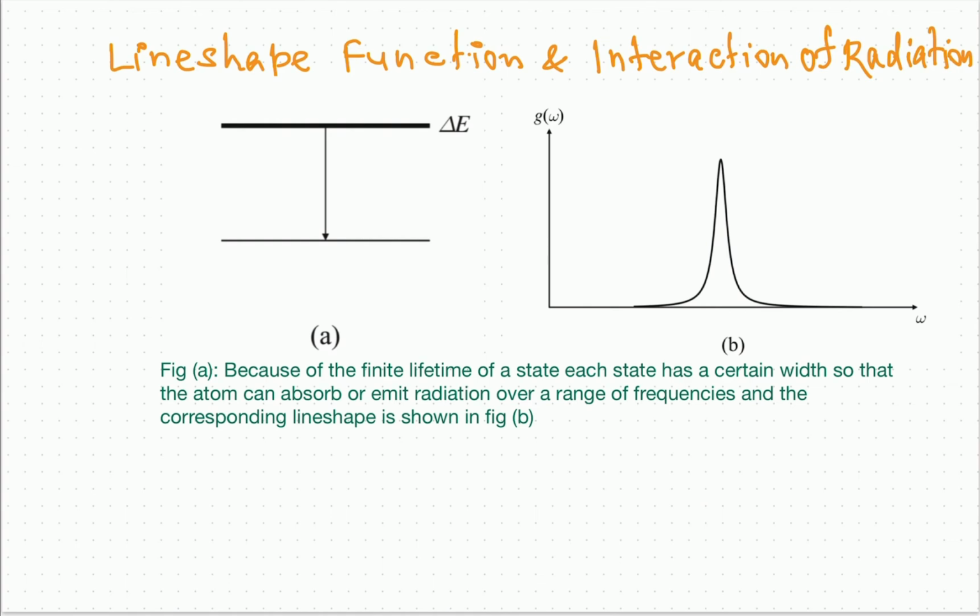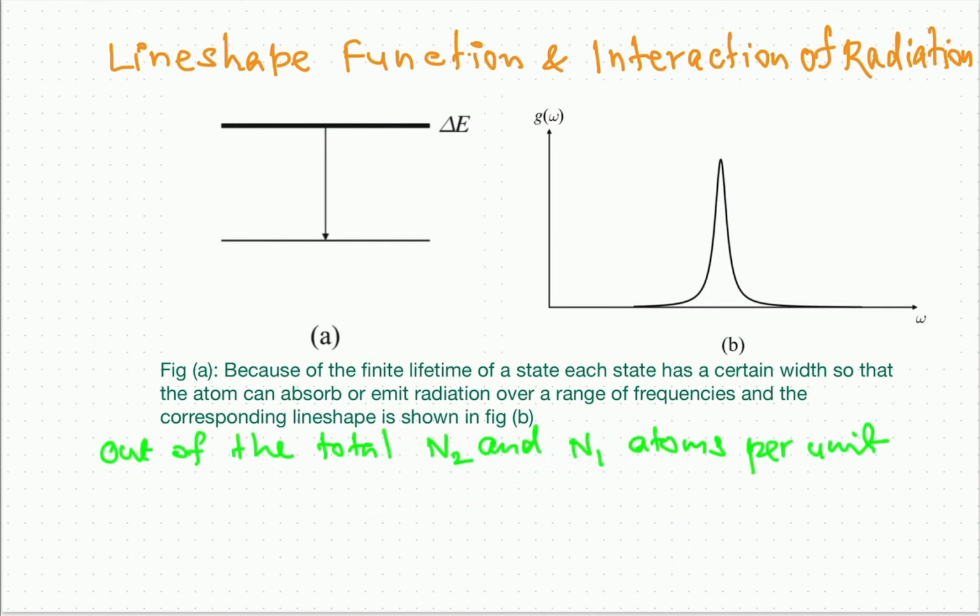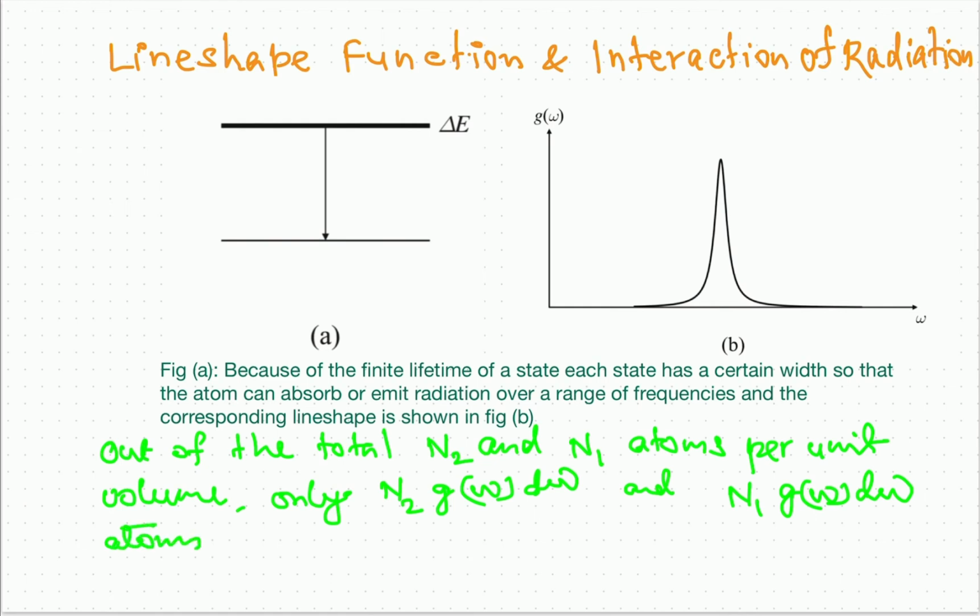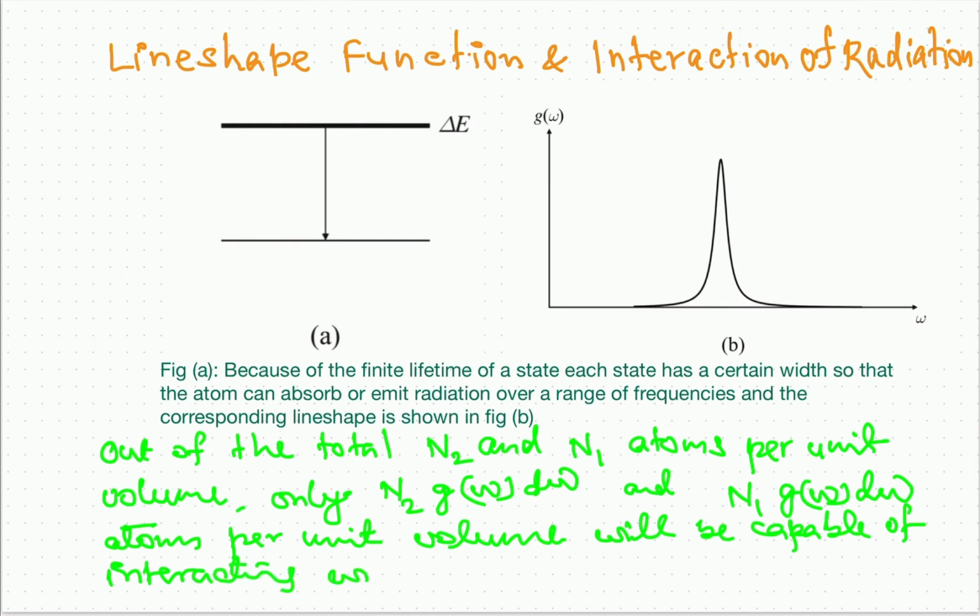The function is usually normalized according to integration g omega d omega is equal to 1. Therefore, out of the total N2 and N1 atoms per unit volume, only N2 g omega d omega and N1 g omega d omega atoms per unit volume will be capable of interacting with radiation and having frequency between omega and omega plus d omega.